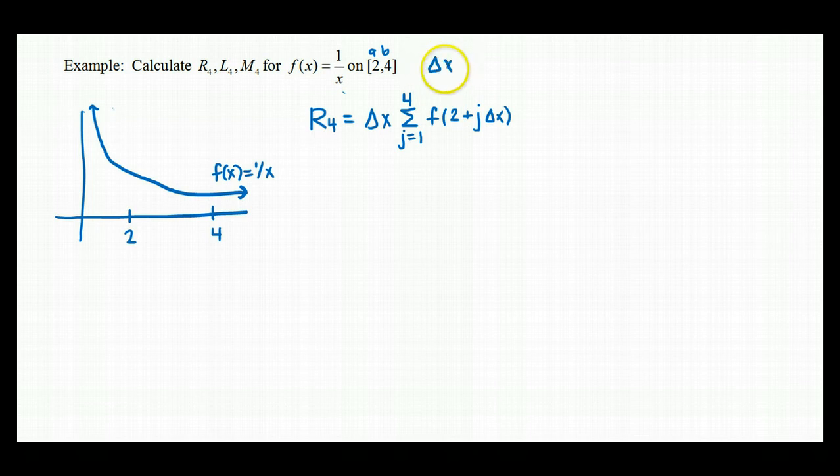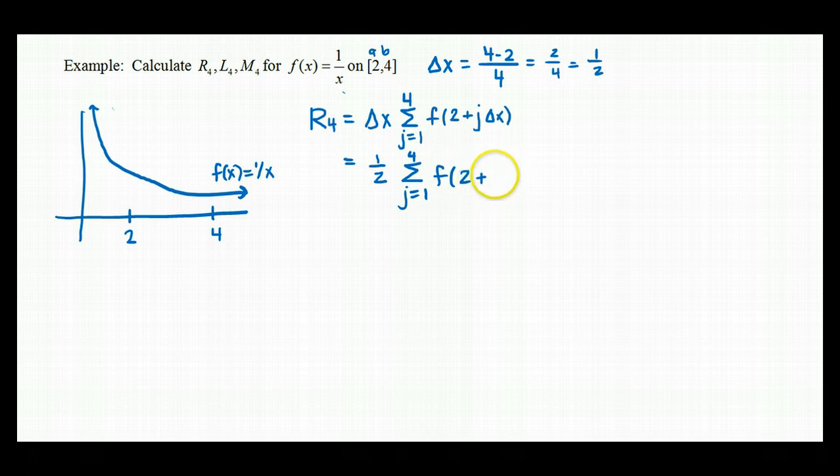So delta x, remember, has the formula b minus a, so 4 minus 2, over n, where n is the number of rectangles. So that's going to be 4. So 4 minus 2 is 2 over 4. 2 over 4 is 1/2. So let's replace delta x with 1/2. So we have 1/2 the sum of j equals 1 to 4 of f of 2 plus j times 1/2, or 1/2 j. It's probably better if we write it like that, 1/2 j.